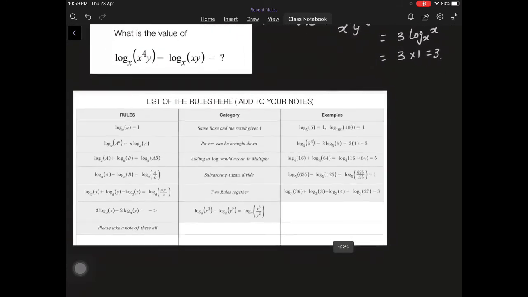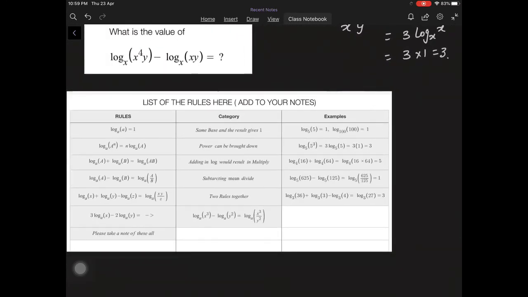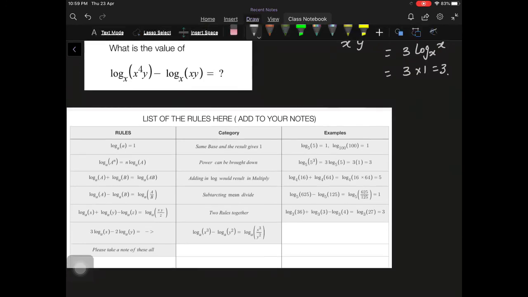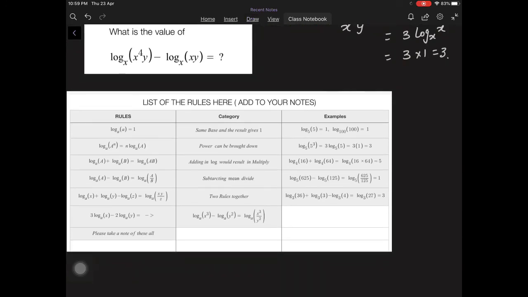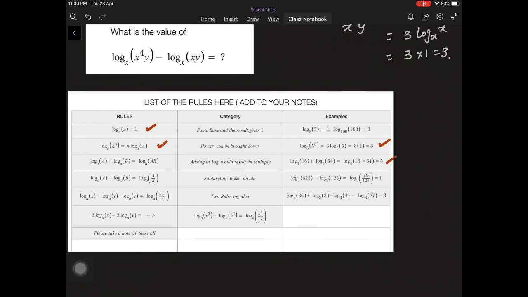So here is the summary, guys. You can pause the video and take your notes, and I have mentioned all these together. For example, the first one is about the same number with the same base, then the power. So the power can be written in front. If it is plus, we multiply, and if it is minus, we always divide. Subtraction means divide. If you have two logs together, remember, if it is plus, multiply them. If it is minus, just divide it.